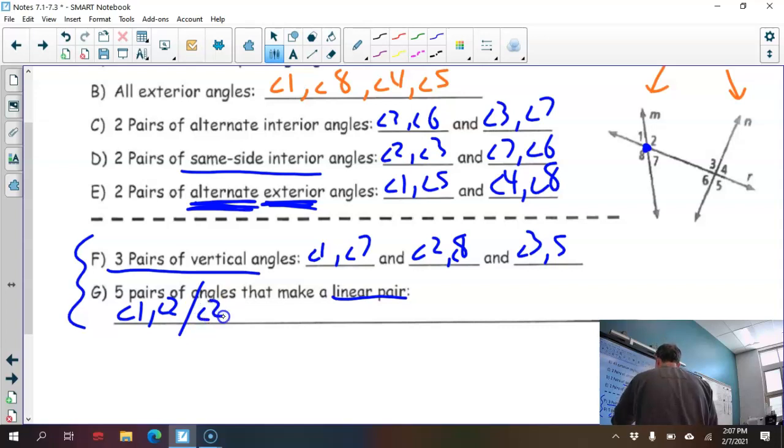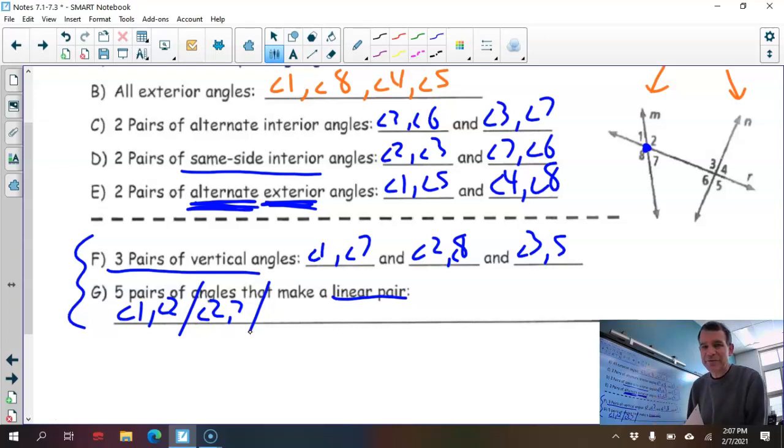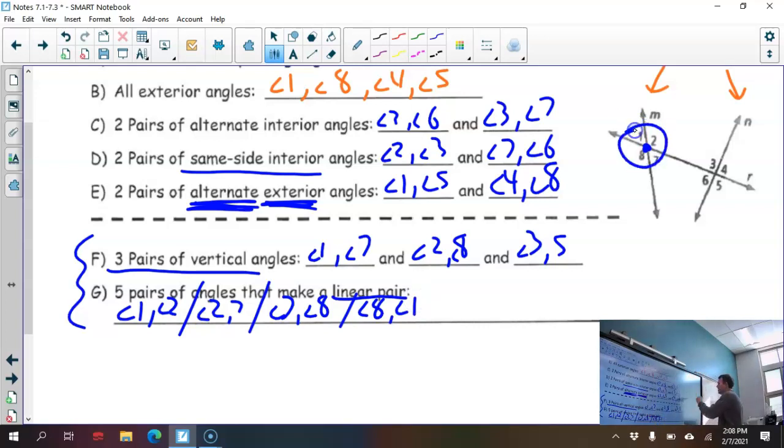Angle 2, angle 7. These are angles that have the same vertex. They sit next to each other, and they make a line. Hence, a linear pair. I could keep going around the circle. Angle 7, angle 8, angle 8, angle 1. I've just named all the linear pairs going around that circle.